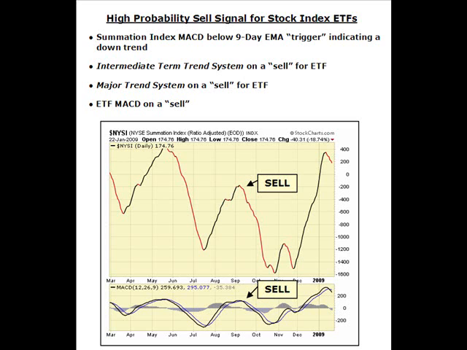I purchased put options and bearish ETFs on these stock index ETFs. Now this was a high probability sell signal, as all three trend following systems were on a sell signal, as well as the summation index. In addition to the stock index ETFs, there were also a lot of individual stocks on a sell signal.